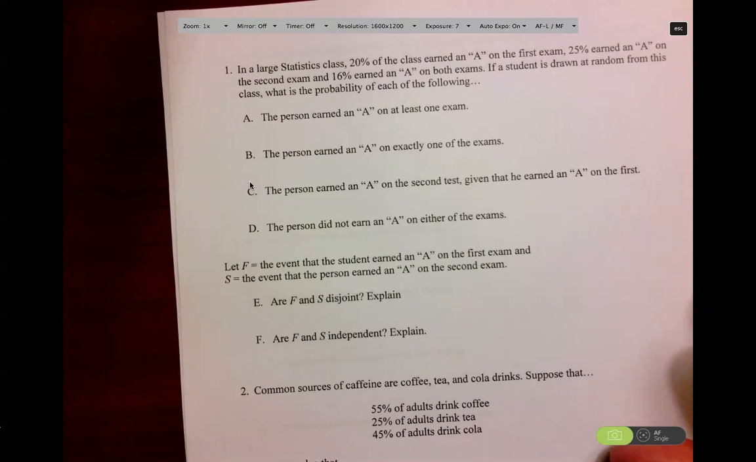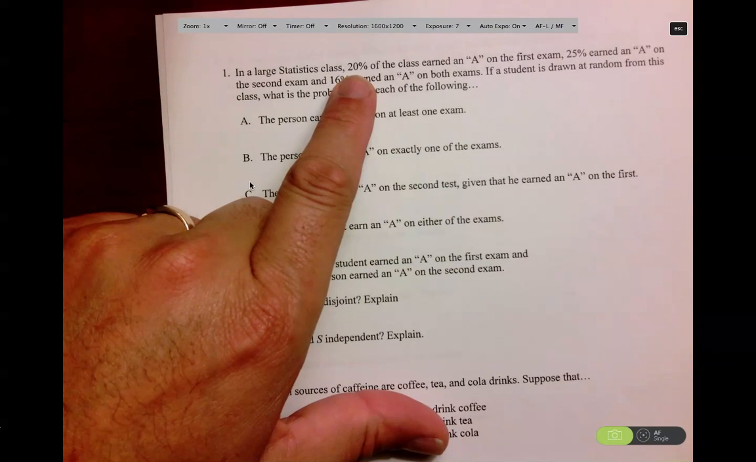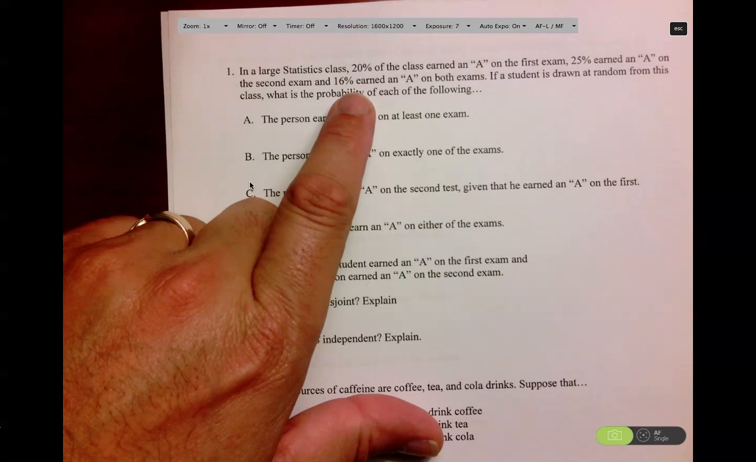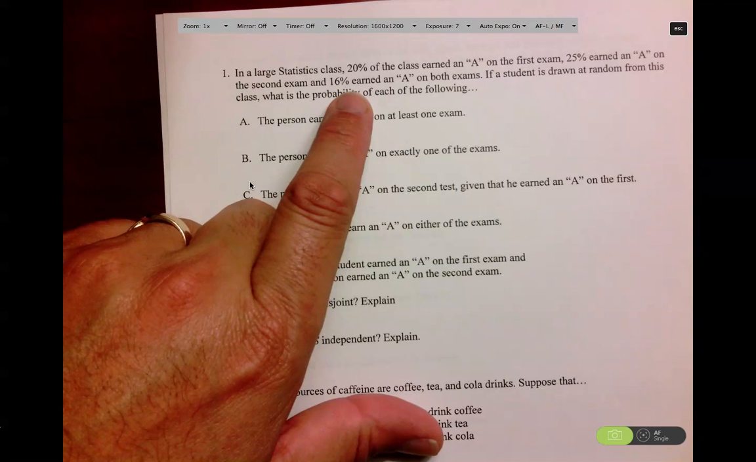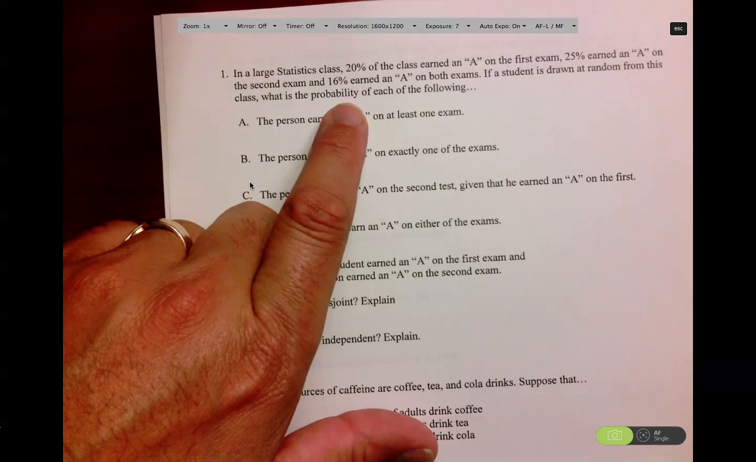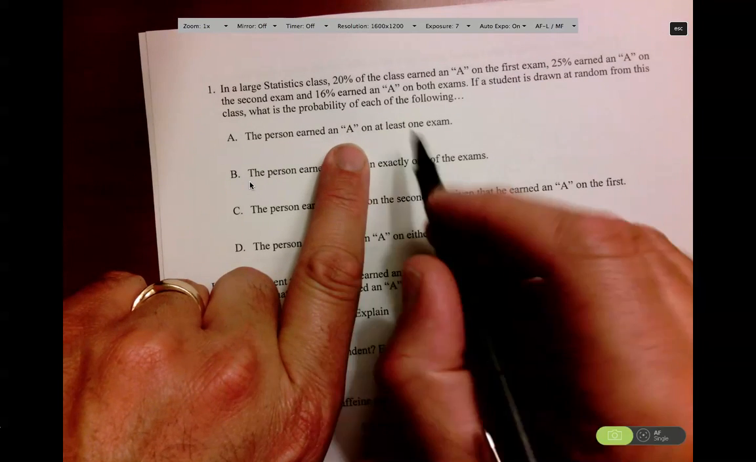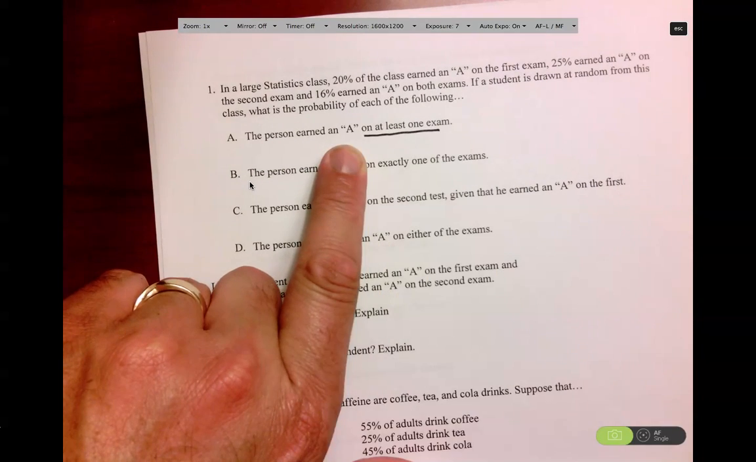You've got a large statistics class. 20% of the class earned an A on the first exam, 25% earned an A on the second exam, and 16% earned an A on both exams. If a student is drawn at random from this class, what's the probability of each of the following? The person earned an A on at least one of the exams.